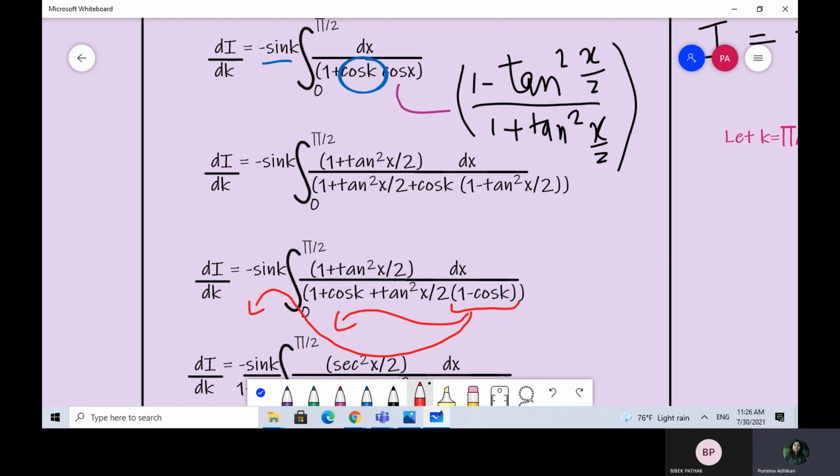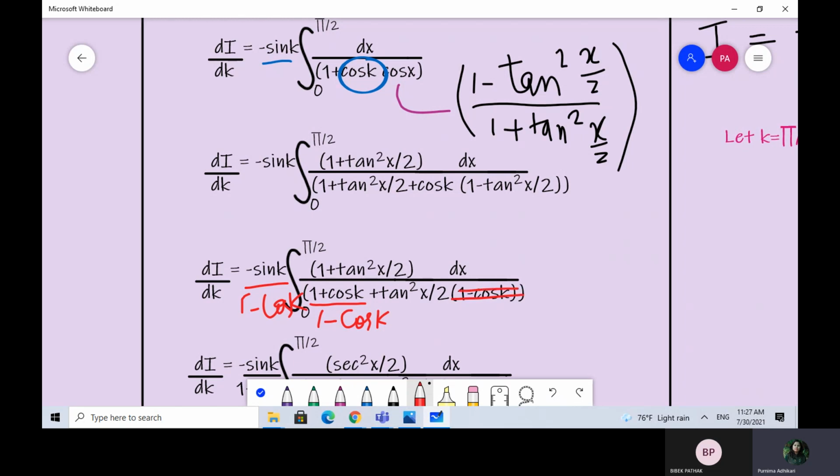What will happen? They are going to combine. It did not match with 10x, so it has to match with the others. So what are you going to get? You are going to get (1 plus cos k) upon (1 minus cos k) and minus sin k over (1 minus cos k). So it went away from here.